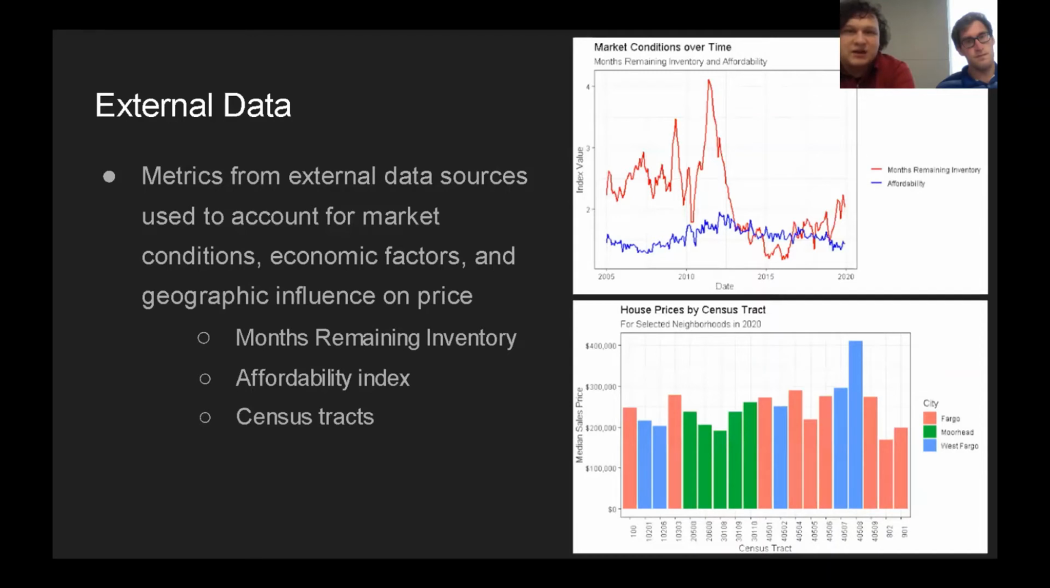In order to do that, we couldn't just rely on the data set we got. We also had to look at some external data sources. So we calculated things like months remaining inventory and affordability index using labor statistics. Months remaining inventory is a measure of supply to demand, and affordability index is a ratio of the median home price to the median household income at a given time. And lastly, we used census tracts gathered from the Census Bureau to cluster our homes into neighborhoods for analysis.